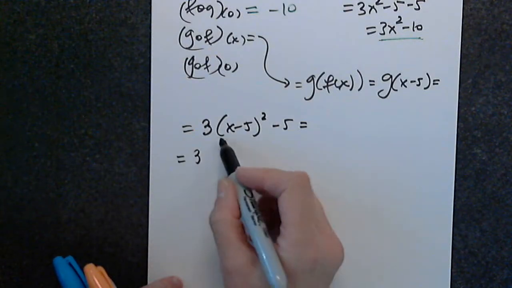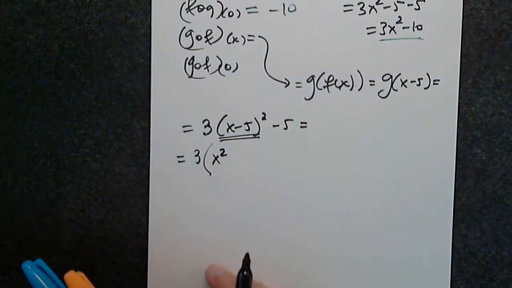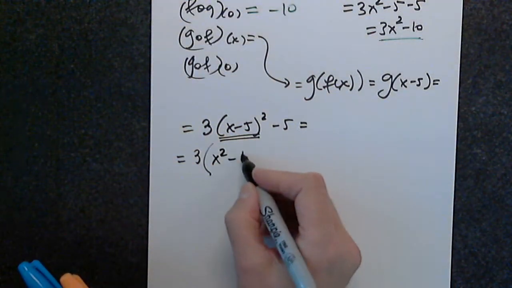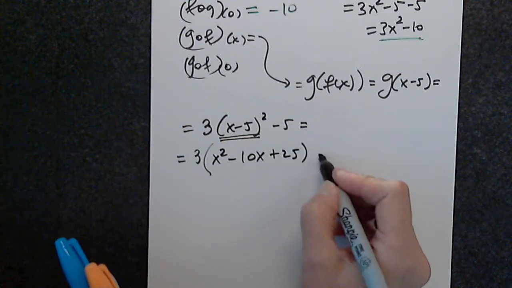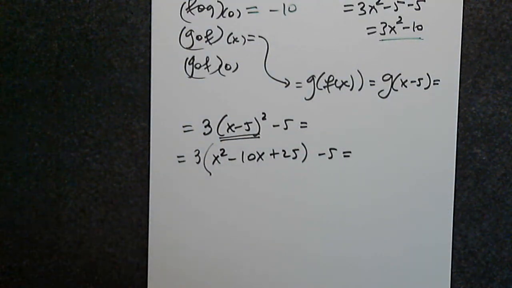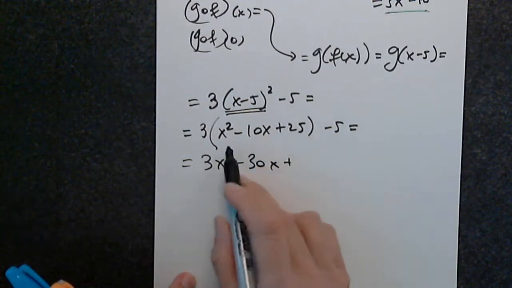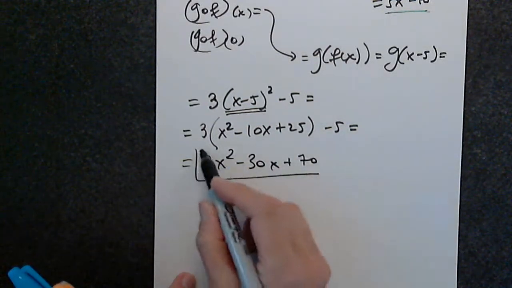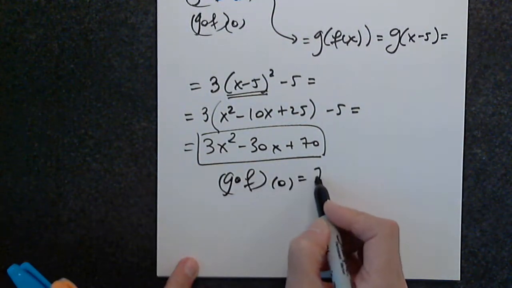And then I write 3, and then I have to expand this. And what do I get? X squared minus 10x plus 25. Excellent. Very good. Thank you. So 75 minus 5. And then g comp f of 0 will be 70.